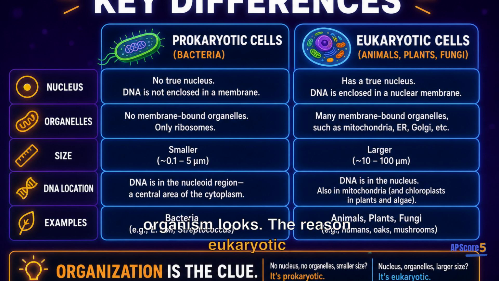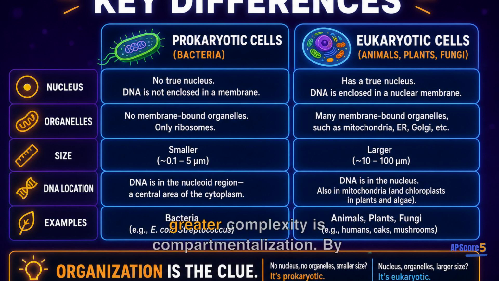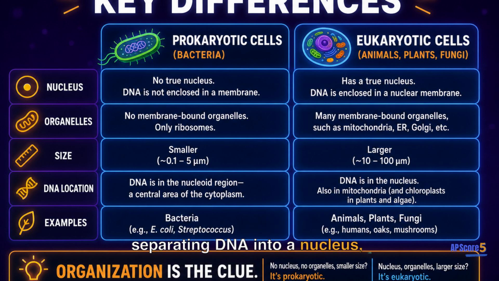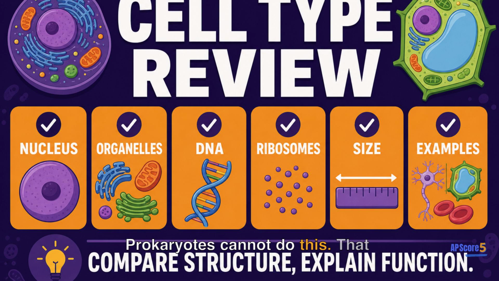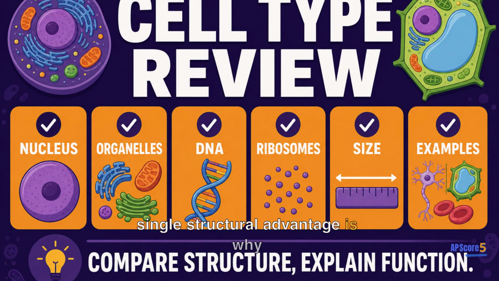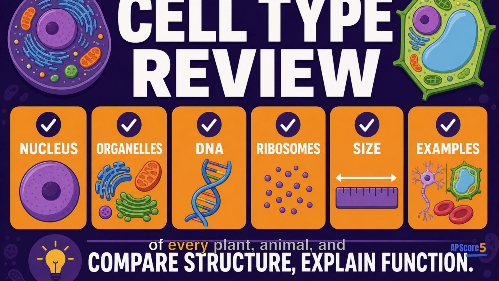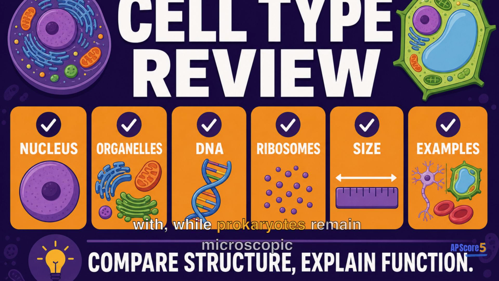The reason eukaryotic cells evolved larger size and greater complexity is compartmentalization. By separating DNA into a nucleus, ATP production into mitochondria, and protein processing into specialized organelles, eukaryotes can run incompatible reactions side by side without interference. Prokaryotes cannot do this. That single structural advantage is why eukaryotes are the building blocks of every plant, animal, and fungus you have ever interacted with, while prokaryotes remain microscopic and structurally simple.